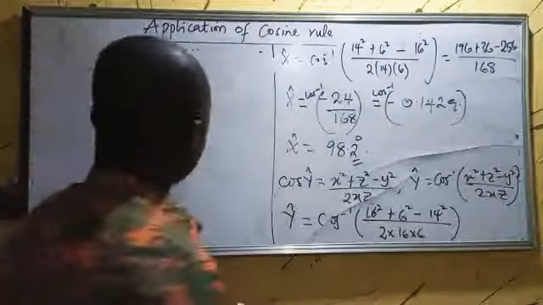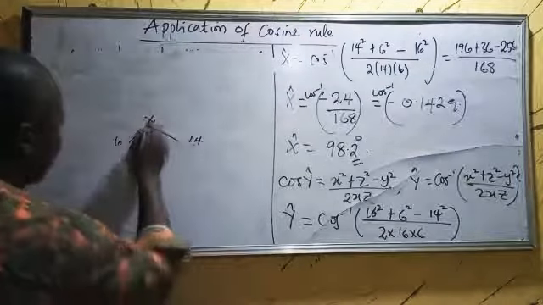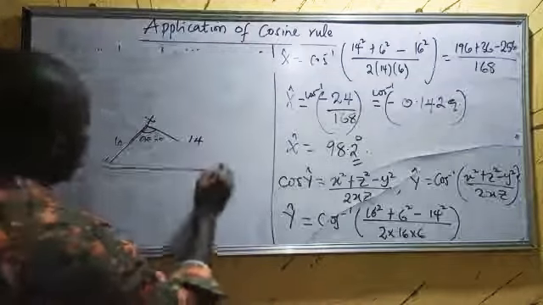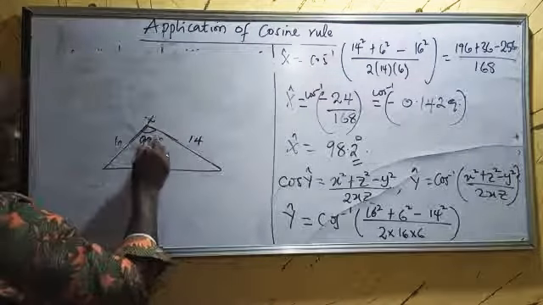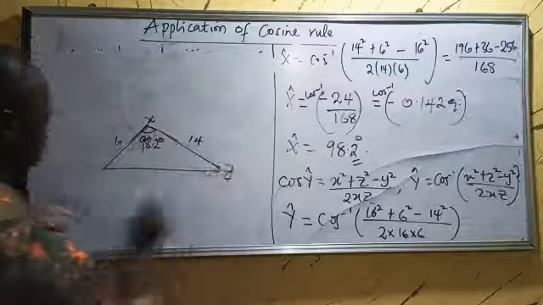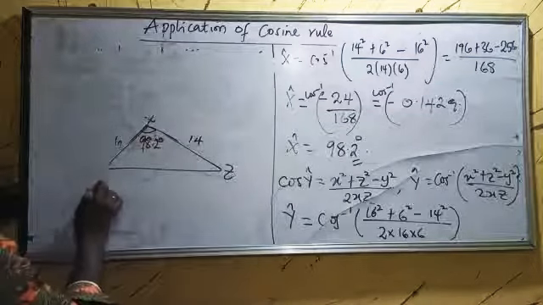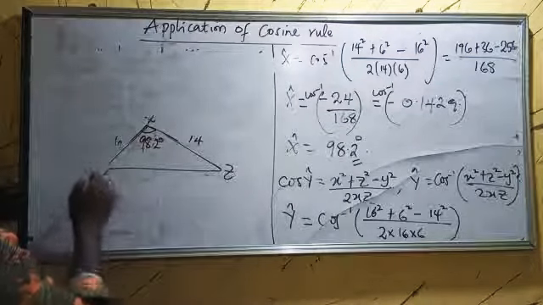Solving this one further. So from here, don't mind me. I've wiped away this one. Let me draw it back. We have to find this. We have z. Then we have what here? We have y here. You understand?